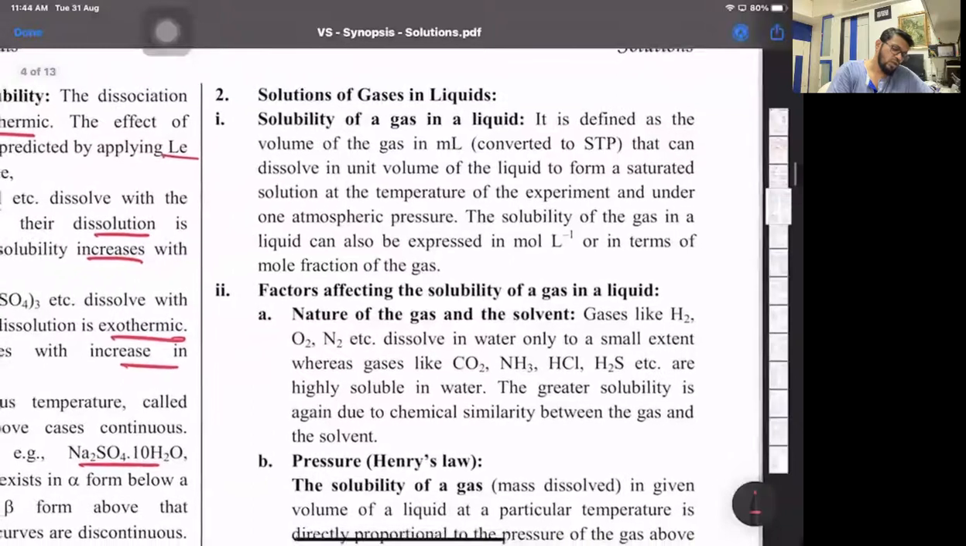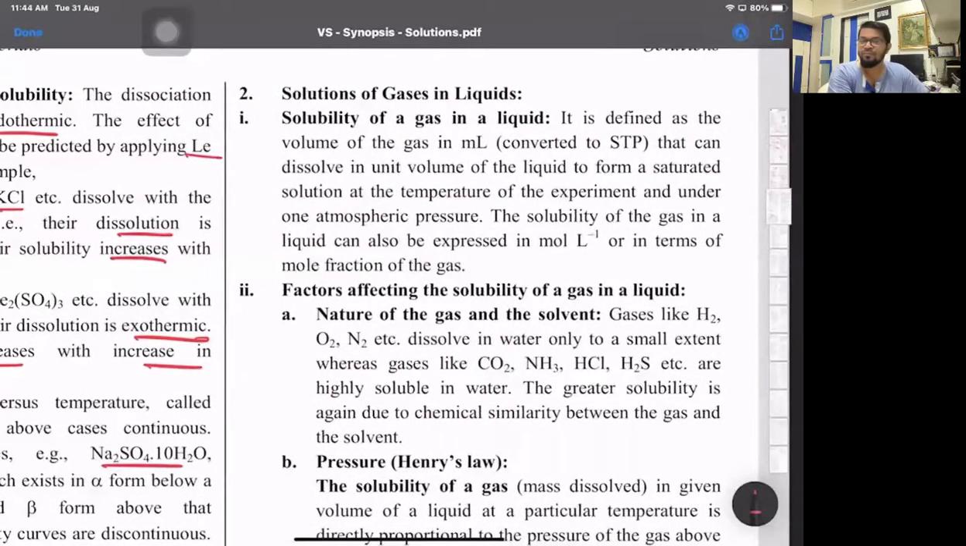Now, solubility of gases. This is the part where we'll be discussing Henry's law. What does it say? What is solubility of a gas? It is the volume of a gas in ml converted to STP, the standard temperature and pressure condition. Standard temperature is 273.15 Kelvin, and standard pressure is 1 atmosphere, or in pascals, 1.01325 × 10^5 pascals.